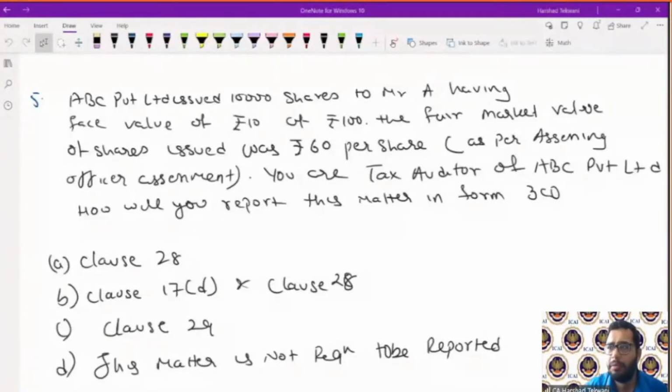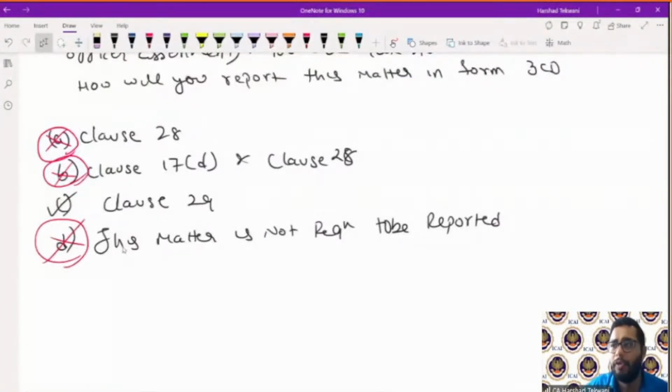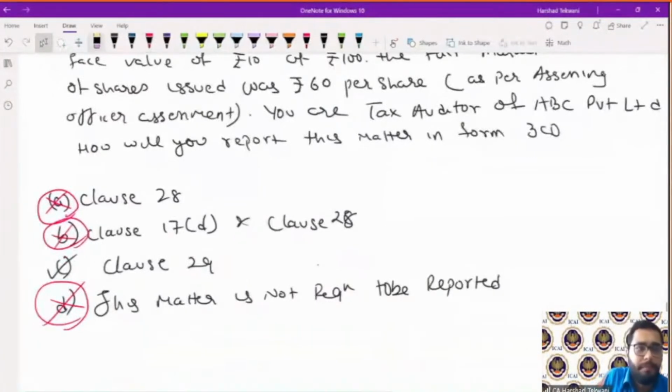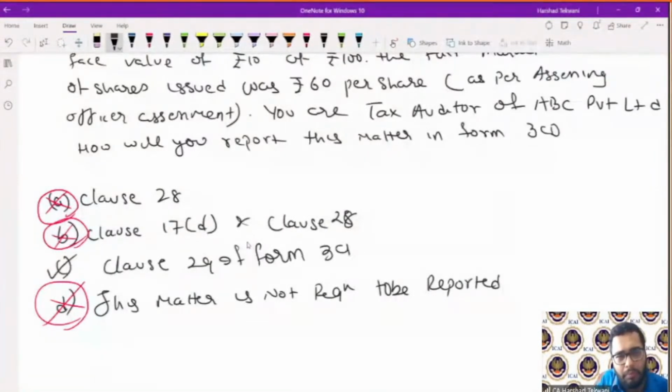Clear? Any doubt? So the correct answer over here will be, just a minute. Clause 29, not 28, not 70D and 28. And again, this is also not correct, as this will be reported. So clause 29 is the correct answer. So this matter will be reported in clause 29 of Form 3CD. I hope I'm clear. Any doubt? No? Okay.